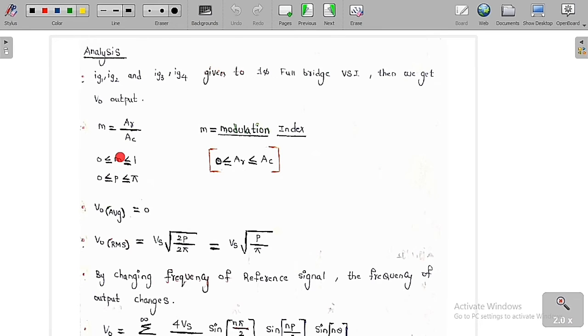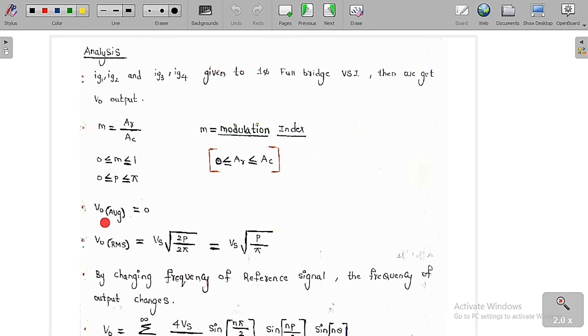So here M is called the modulation index. It is a ratio of AR by AC. So AR is going to lie between 0 to AC. Therefore M is going to lie between 0 to 1, and therefore the pulse width is going to lie between 0 to pi. Suppose if M is varying from 0 to 1, simply we can say the pulse width is going to vary from 0 to pi.